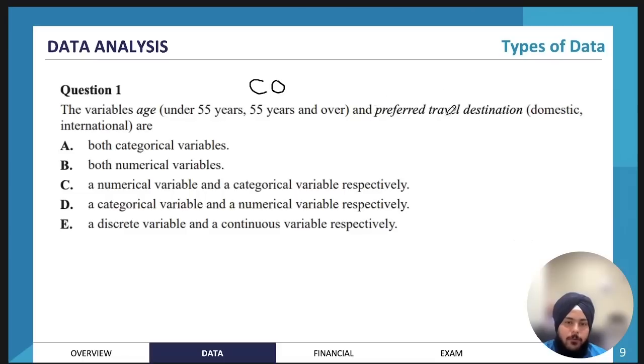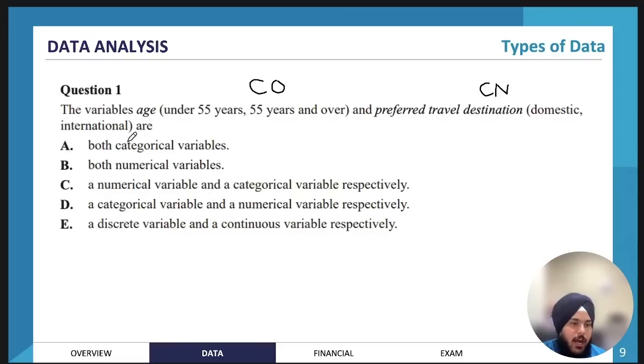Now, if we come to the preferred travel destination, there are obviously no quantities involved. So straight away, we can say that it's going to be a categorical variable. And if we look at the categories that we've been given, domestic and international, these two categories don't really have a natural order. So we can't arrange them in an ordinal manner. Therefore, this would be nominal.